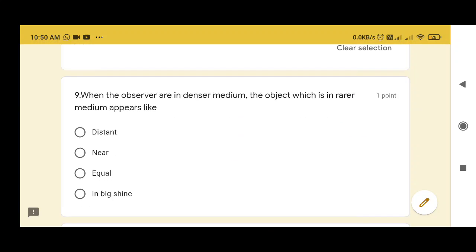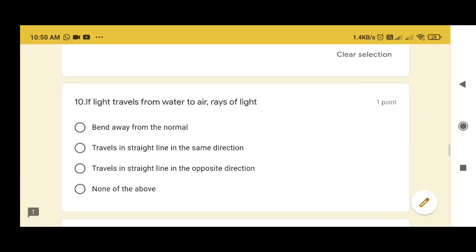Next, ninth one: when the observer is in denser medium, the object which is in rarer medium appears like. Here, the observer is in denser medium and the object is in rarer medium. So it appears in a distant position. So the answer is distant. 10th one: if light travels from water to air, rays of light bend away from the normal. When light is traveling from denser medium to rarer medium, it bends away from the normal. So the answer is the first one, bends away from the normal.